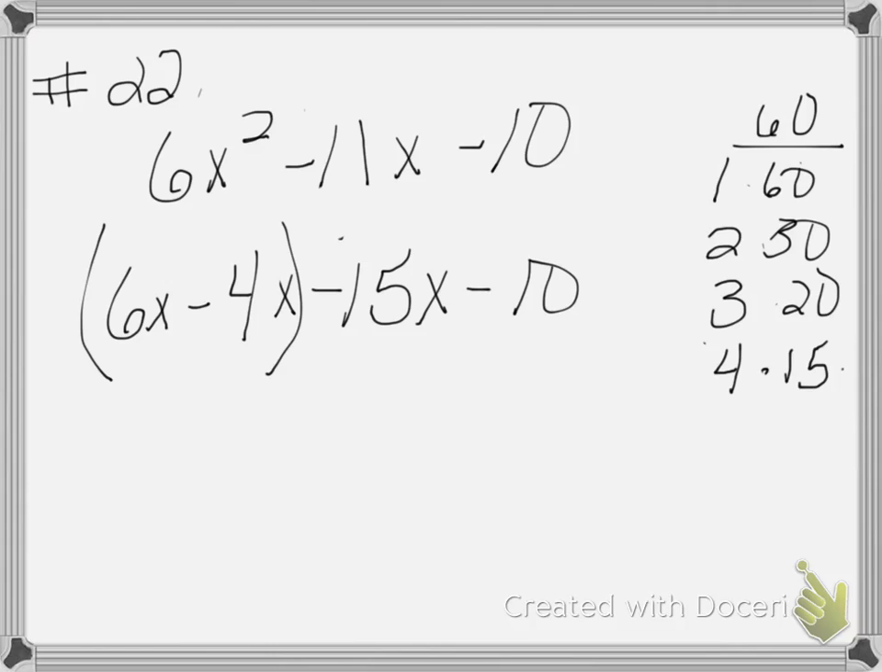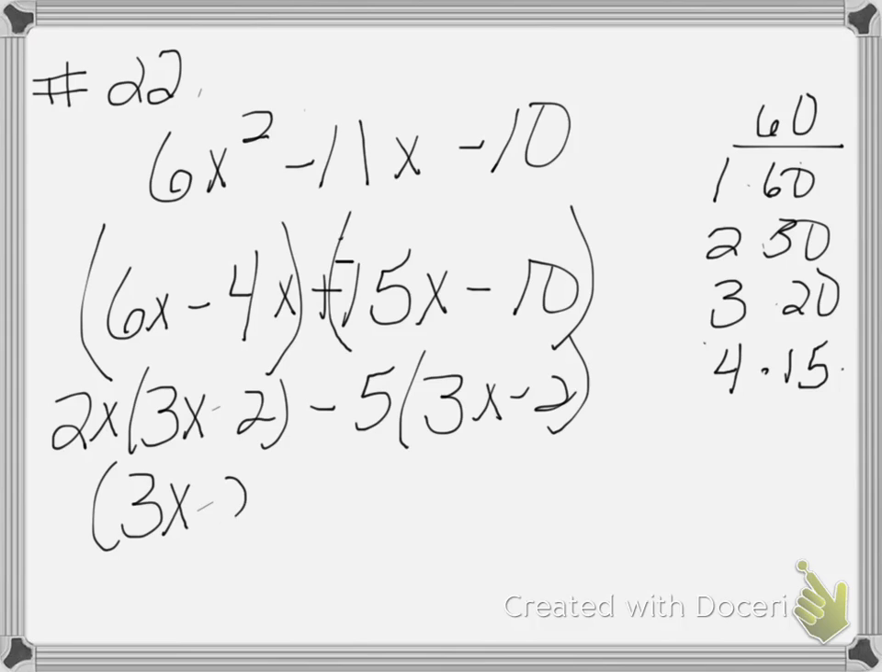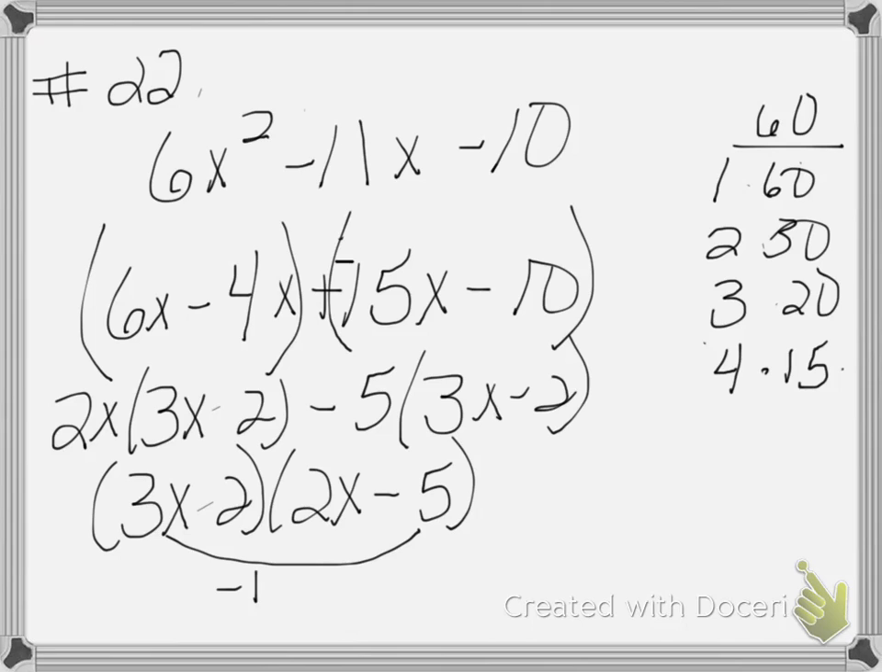Group my middle term, put the negative inside, group the last term. I'm going to factor out a 2x and get 3x minus 2. I'm going to factor out a negative 5 and get 3x minus 2. Now my GCF is 3x minus 2 times 2x minus 5. Again, check, negative 15x.